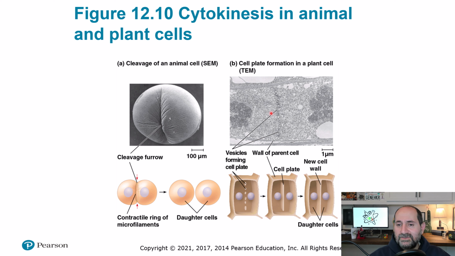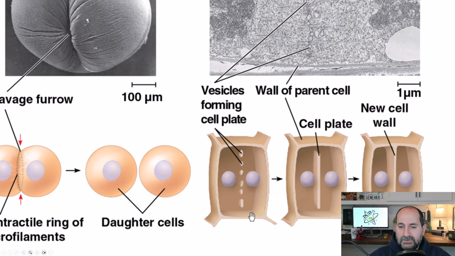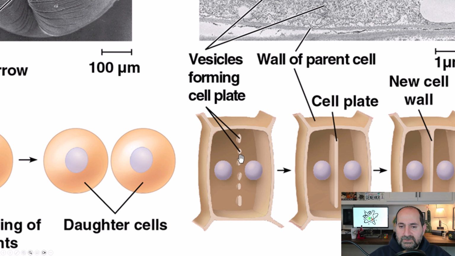Now, in plant cells, what you have are little vesicles full of cell wall material. Remember, cell wall material is cellulose? Well, little vesicles full of cellulose line up down the center of the cell. And you can kind of see that in this cartoon here. Little vesicles lining up. And these vesicles are actually from the Golgi. They originated from the Golgi, and they line up down the center of the cell.